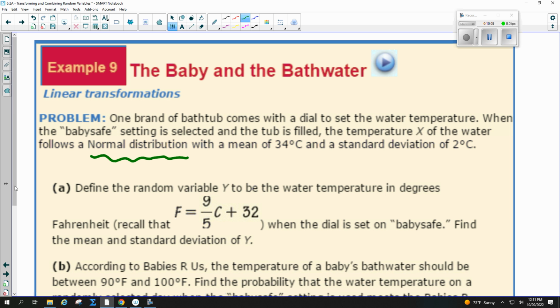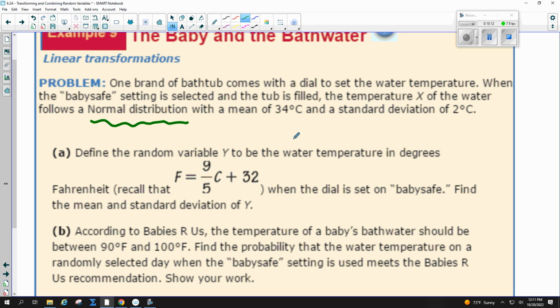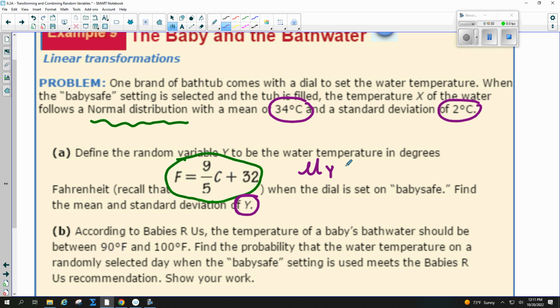Okay, so define the random variable y to be the water temperature in degrees Fahrenheit. Here's your lovely formula for converting from Celsius to Fahrenheit. Find the mean and standard deviation of y. So here I have the mean in degrees Celsius and the standard deviation in degrees Celsius. So if I want to find the mean of y, I just want to convert to Fahrenheit. So I'm going to take this and plug it in because it's Celsius. And am I allowed to multiply by the mean? Yes. Am I allowed to add? Yes. So if you plug that in, you get 93.2 degrees Fahrenheit for the mean setting.